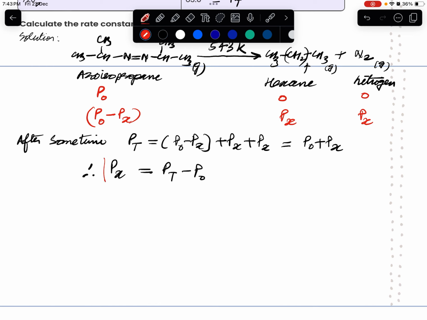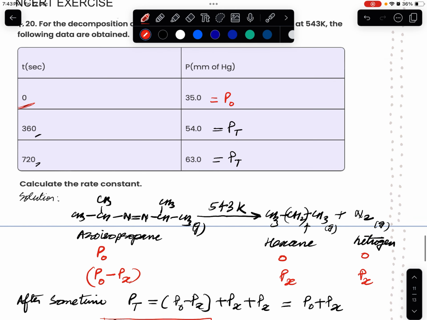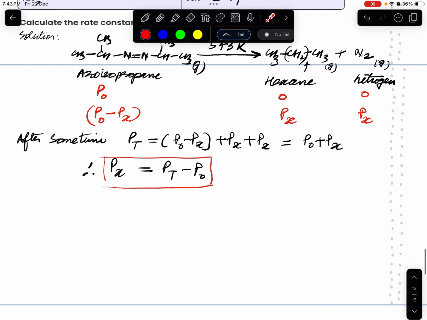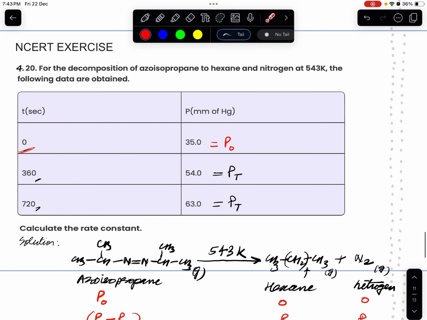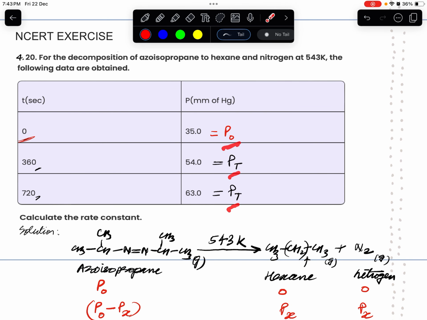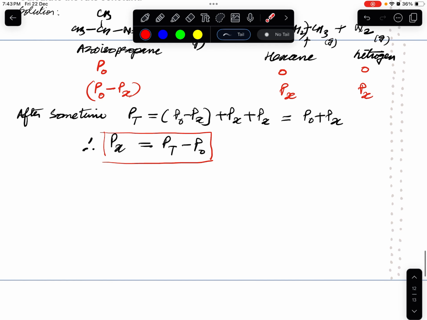Okay, this thing we have to remember in our mind. The data which is given to us in the table, they have given us P naught, that is the initial pressure in case of pure azoisopropane, or they have given the total pressure, which is the mixture of all three. But we do not know the individual pressure of the product or the partial pressure of the reactant after some time. Therefore whatever calculations we can do, we can do only in terms of these quantities. So therefore we are doing all these simplifications.